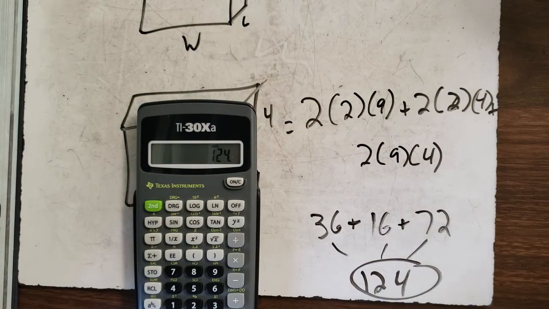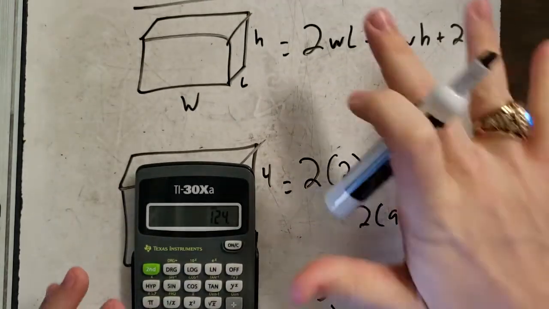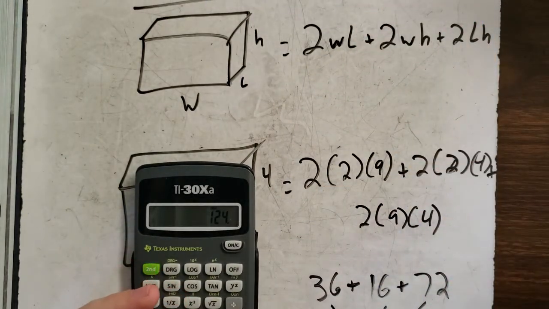Okay, so it really is just taking numbers, plugging them into the formula and just doing the math, doing the order of operations, just multiplying these things and adding the answers all up together.